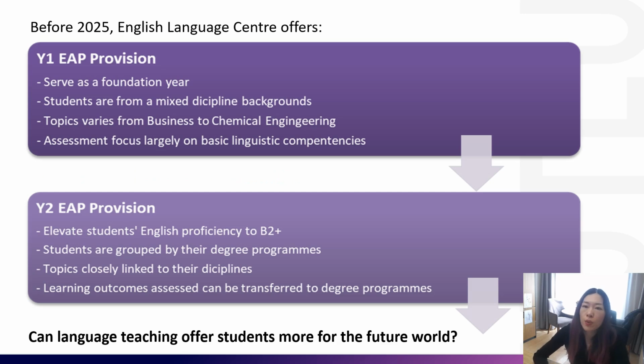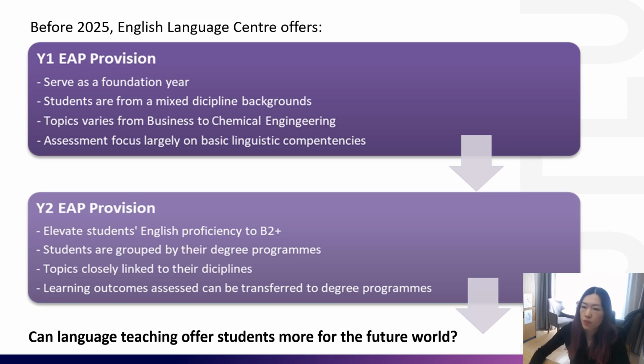Right, so before 2025, English Language Center, we offer to Year 1 and Year 2 students a year-long EAP module. Year 1 is mainly served as a foundation year with students from mixed discipline backgrounds, and the topics we use in class vary from business, biology to engineering. And the assessment are largely focused on the linguistic competence.